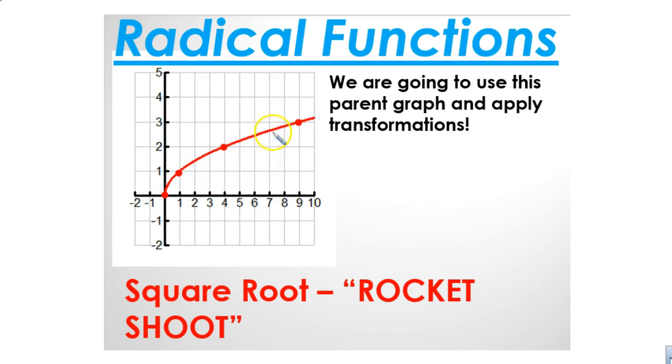This is our parent function. This is the parent function that we're going to use when we start talking about transformations. Any transformation that we apply is going to be to this function. If we shift it left, right, up, down, reflect it, stretch it, shrink it, whatever we do, this is the guy that we're doing it from. You can think of square root functions as like a rocket shoot, like it's starting and it's shooting off into the sky, and it just kind of keeps going higher and higher.